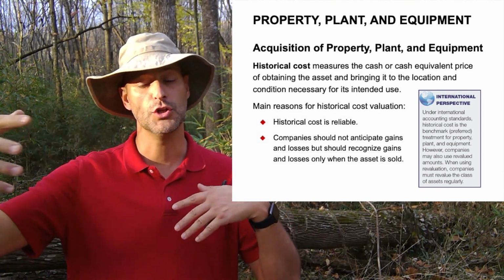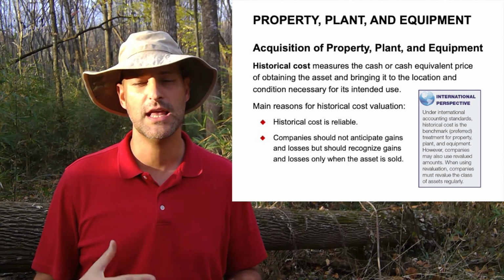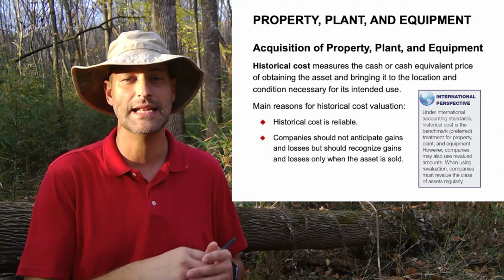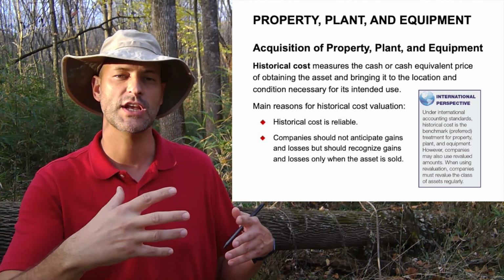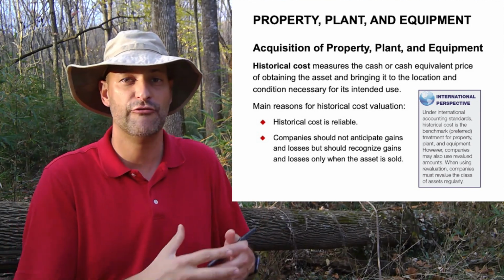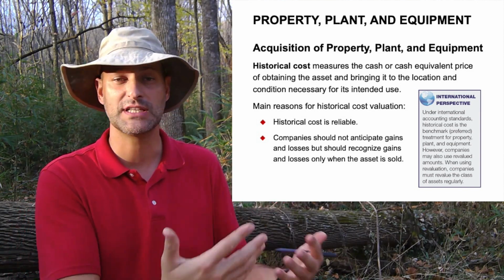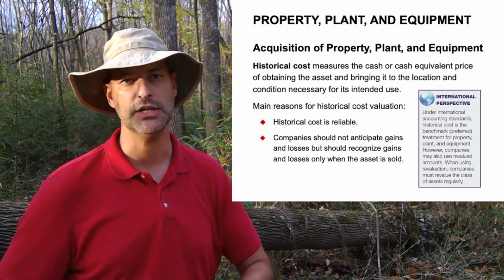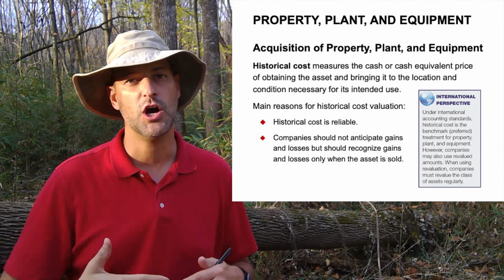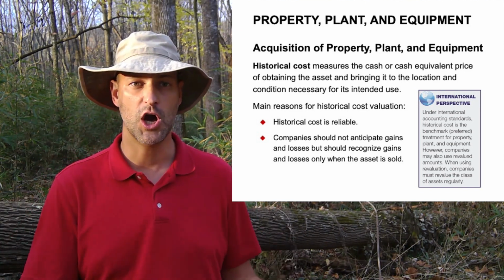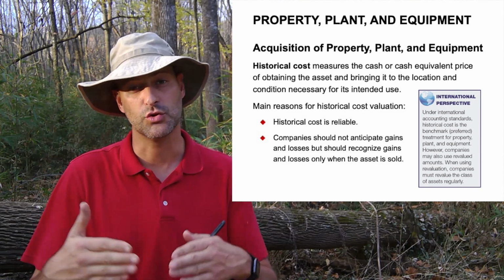The cost includes the cost of acquiring it, bringing it to the location, and getting it ready for its productivity or its production ability. And all of those costs go into the acquisition cost. So this is a historical cost perspective.